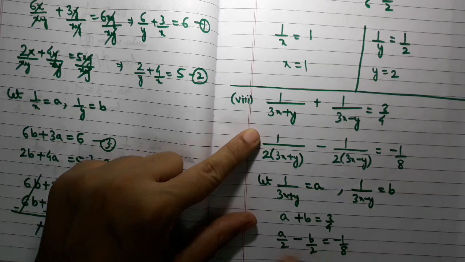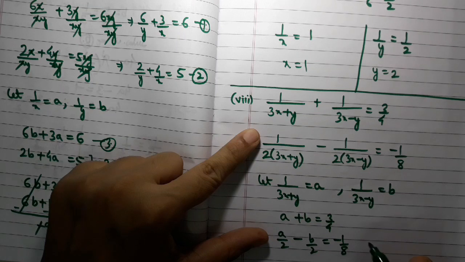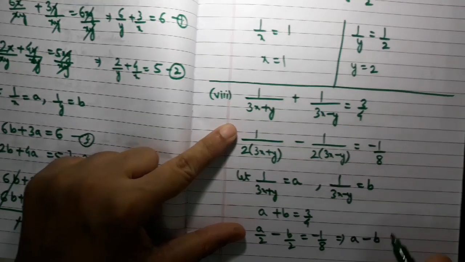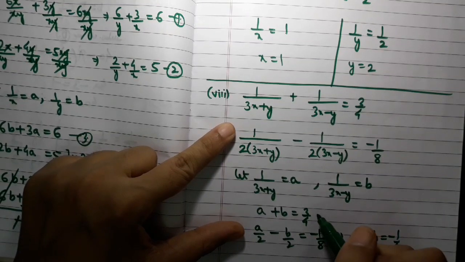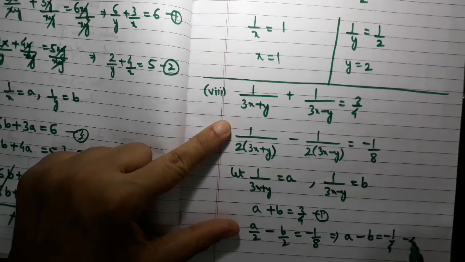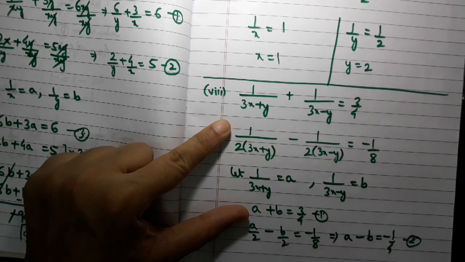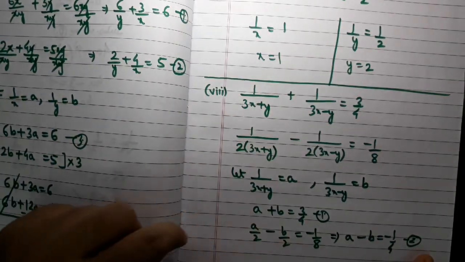So in the second equation we see that it is a by 2 and b by 2. So it would be easier if we would get rid of the fraction over here. So what we do, we multiply throughout by 2. So on multiplying by 2, this becomes a minus b is equal to minus 2 by 8, that is minus 1 by 4. So this is the first equation and this is the second equation. Now we do not have any fractions in the variables, so we can easily solve it. So for solving it, we simply add equations 1 and 2.